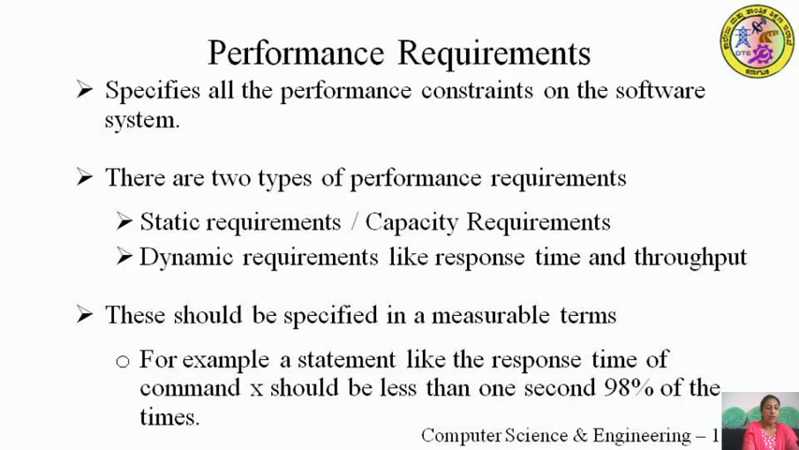Acceptable ranges of the different performance parameters should be specified, as well as acceptable performance for both normal and peak workload conditions. Performance requirements should be specified in measurable terms. For example, a statement like the response time of command X should be less than 1 second 98% of the times is an acceptable and measurable performance requirement.